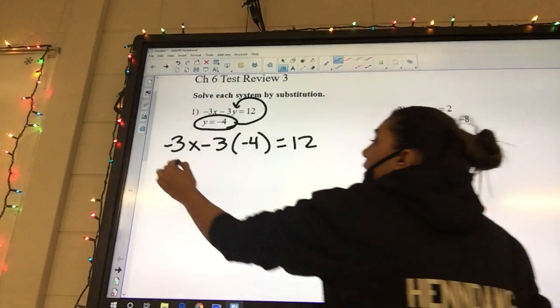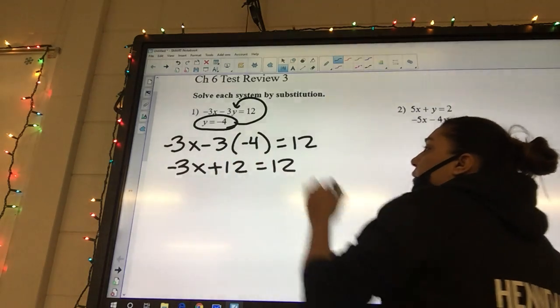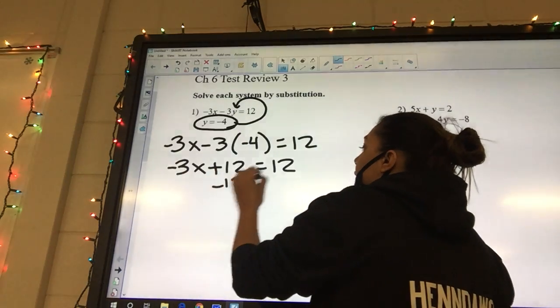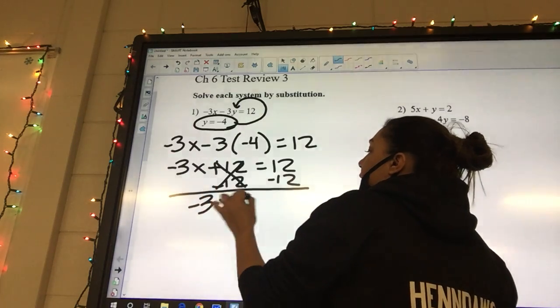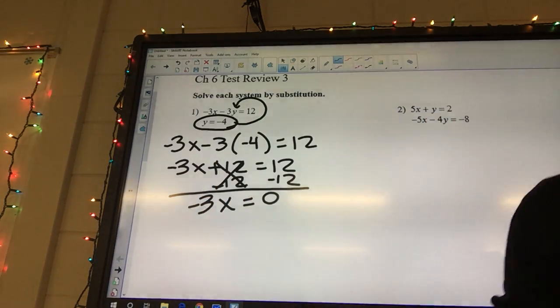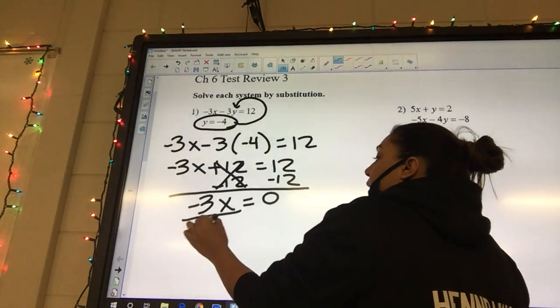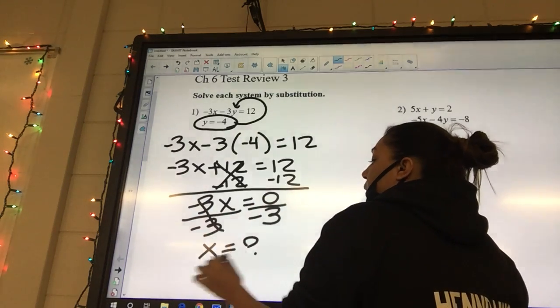Okay, and so I'm going to have negative 3x plus 12 equals 12. We're going to subtract 12 from both sides. And I got negative 3x equals 0. And then divide by negative 3. So I got x equals 0.